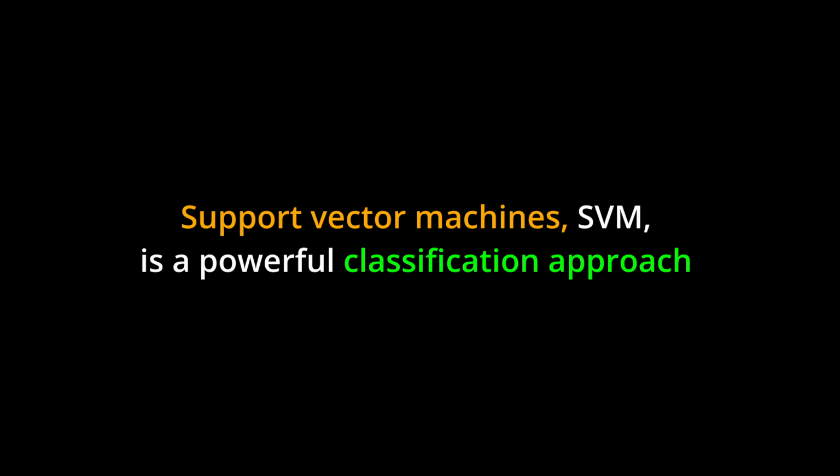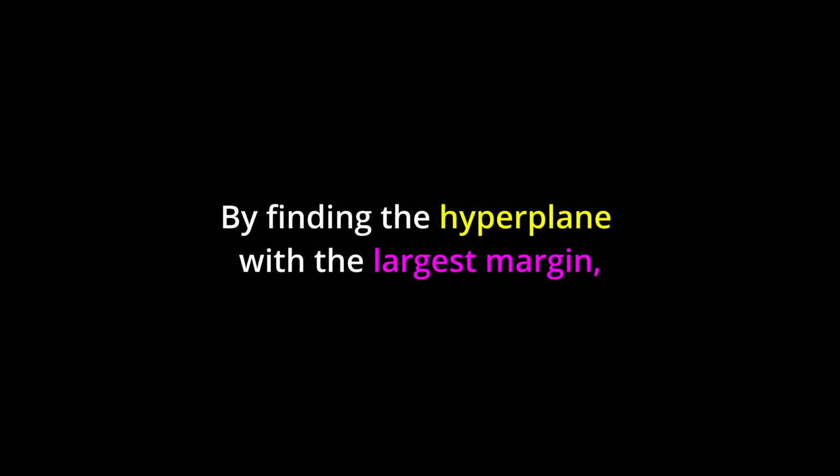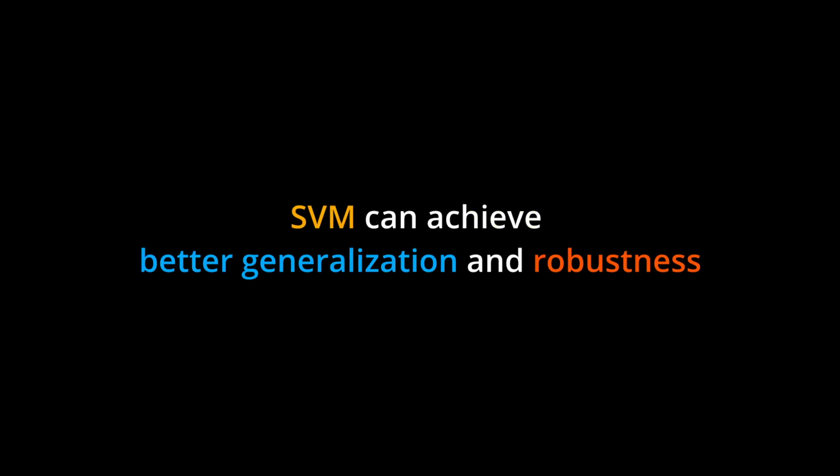Chapter 9. Support Vector Machines. Introduction. Support vector machines, SVM, is a powerful classification approach that extends the concept of the maximal margin classifier. By finding the hyperplane with the largest margin, SVM can achieve better generalization and robustness to individual observations.